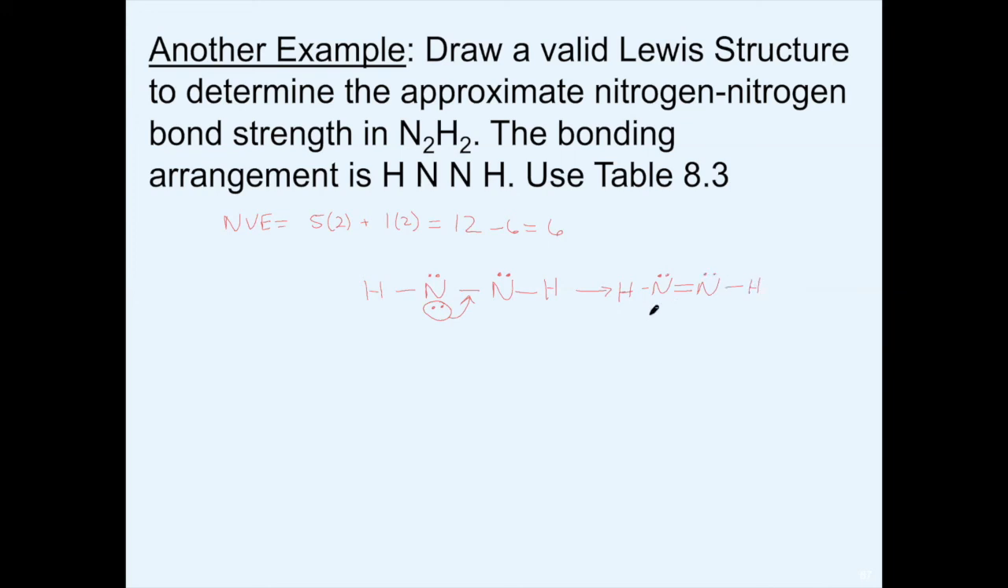Okay, and so now everybody's happy. The hydrogen has 2, it's happy. This nitrogen has 2, 4, 6, 8. This nitrogen has 2, 4, 6, 8. So everybody's happy. So now this is the key thing.